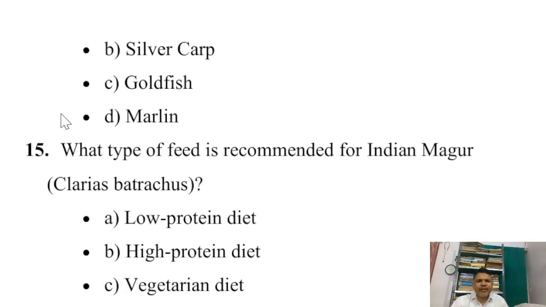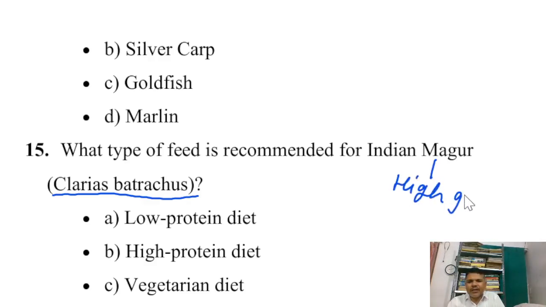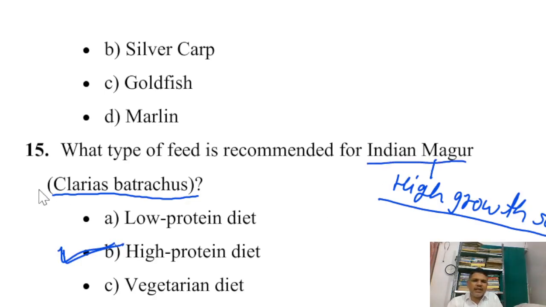Next one, what type of feed is recommended for Indian mangur? Indian mangur is Clarias batrachus. One of the characteristic features of this species is that it has a very high growth rate, and a high growth rate requires a lot of protein. So the food of this fish must be a high protein diet. So the correct option regarding the Indian mangur, or Clarias batrachus, is the high protein diet.